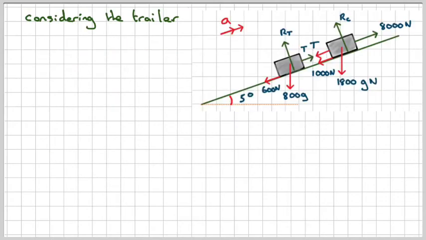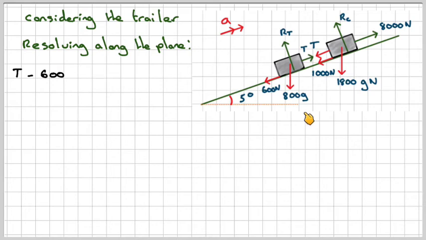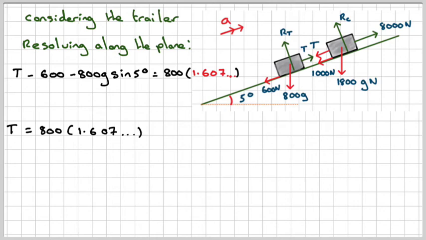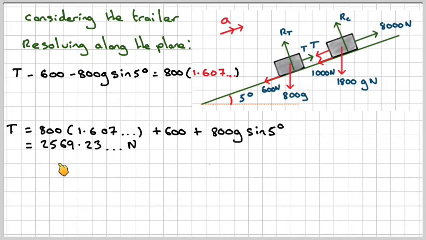So if we go back to the original diagram, the easiest one to do is the trailer because it has fewer forces. So if we resolve along the plane again, we're going to have T minus 600 minus 800 g sine of 5 degrees, and that's going to be equal to the mass, which is 800, times the acceleration I've just calculated. Rearranging that to find T, everything just goes to the other side and becomes positive. That's going to give me 2,569.23 newtons, or 2,570 newtons.